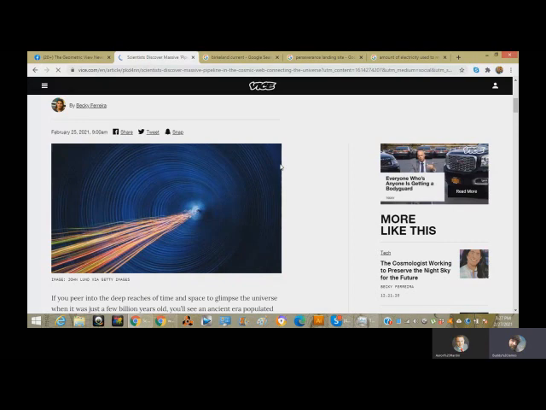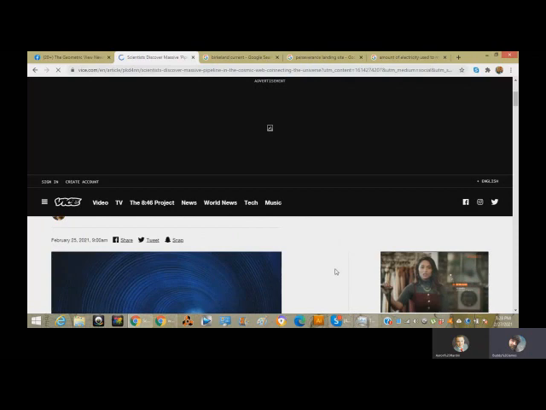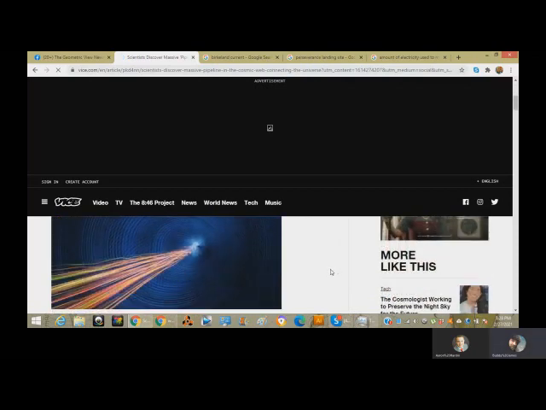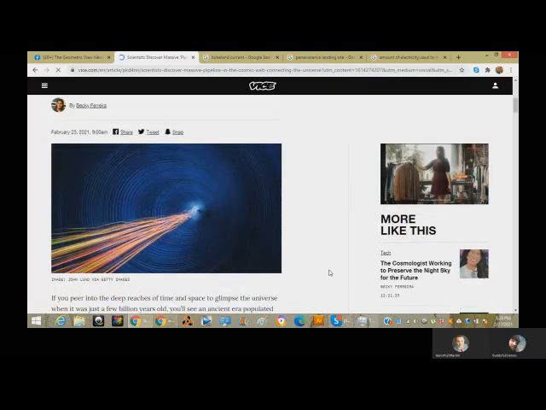But anyway, this is an article that finally talks about a massive, quote unquote, pipeline, is what they're calling Birkeland currents in the cosmic web connecting the universe. I don't even want to read this article or on the Facebook page. At least they're finally talking about it.